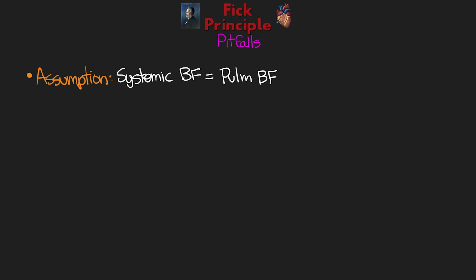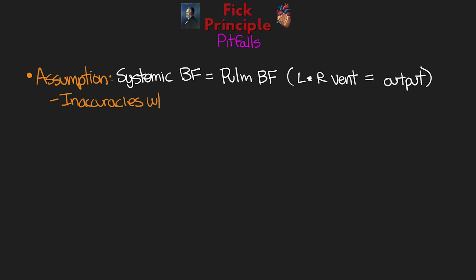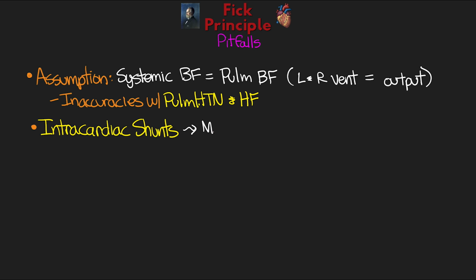Also, in order for this calculation to work, there's the assumption that the systemic blood flow is equal to the pulmonary blood flow, and thus the left and right ventricles are equal in output. Thus, we'll actually see inaccuracies in pulmonary hypertension as well as heart failure. Also, intracardiac shunts can lead to mixing of blood, leading to inaccuracies in our determinations of our concentration of arterial oxygen and our concentration of venous oxygen.